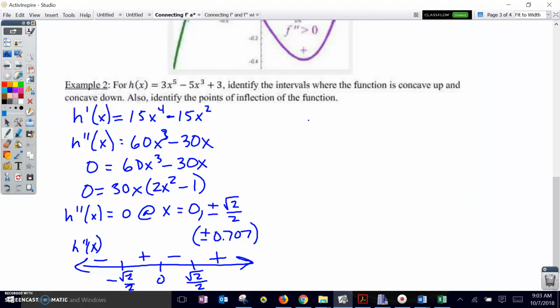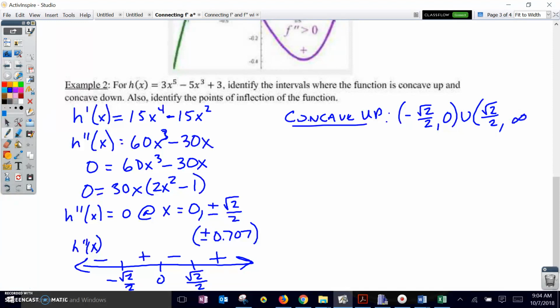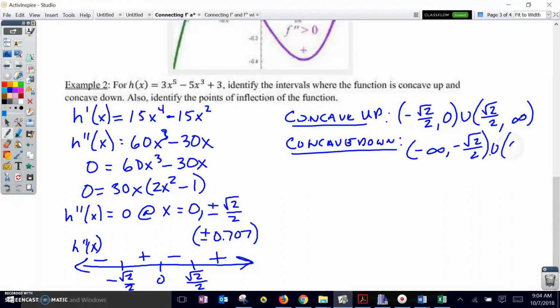All right, so let's identify it is concave up from negative root 2 over 2 to 0, and from root 2 over 2 to infinity. It is concave down from negative infinity to negative root 2 over 2, and from 0 to root 2 over 2.